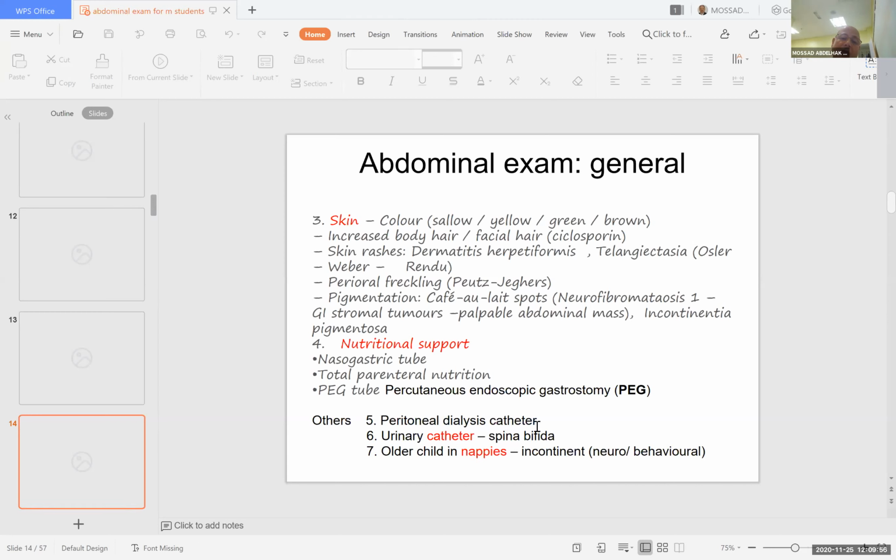Is there any nutritional support, like the patient still has an NG tube or TPN, okay? Or this one, which is very important, percutaneous endoscopic gastrostomy. Some are calling it gastrostomy tube, GT, or percutaneous endoscopic gastrostomy tube. It is a very practical one.